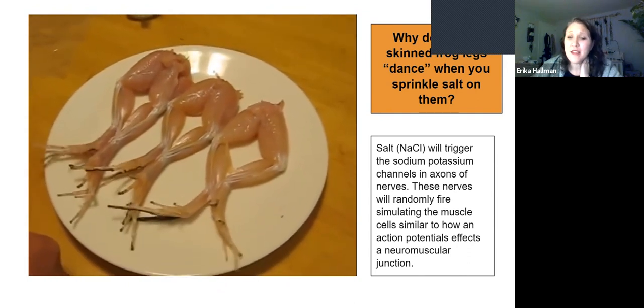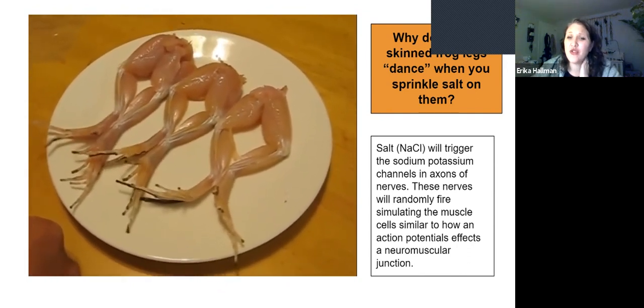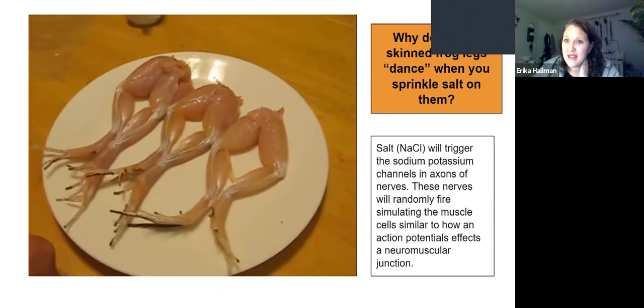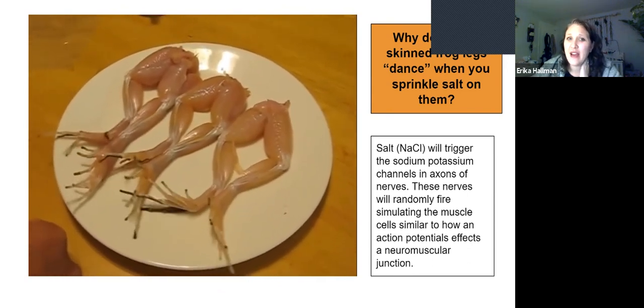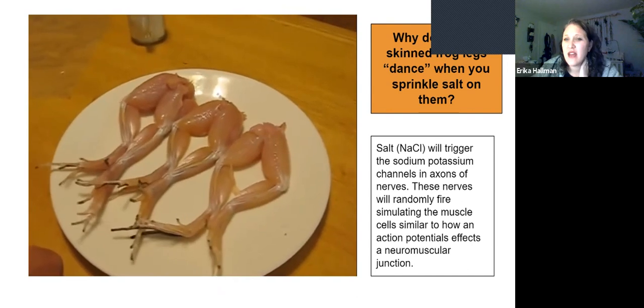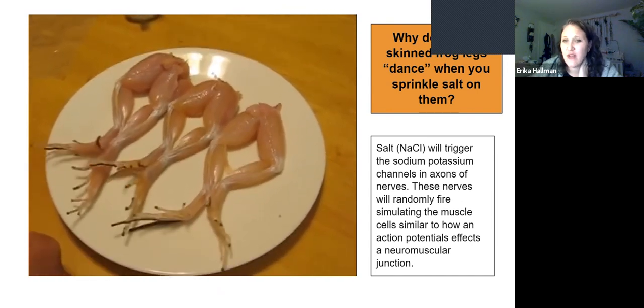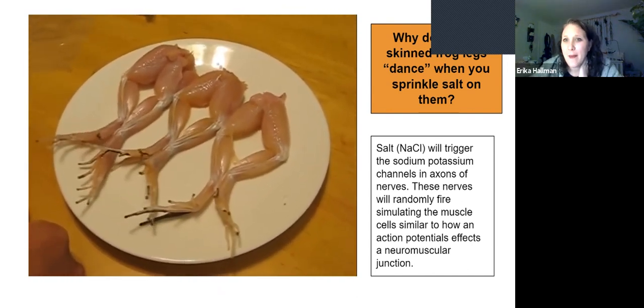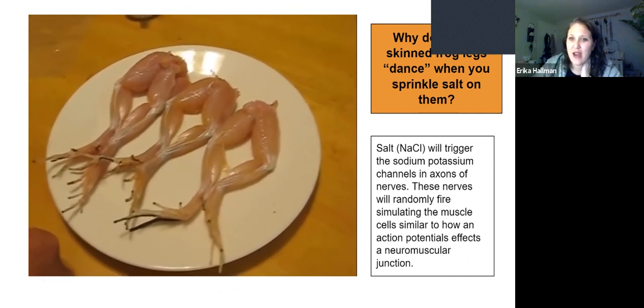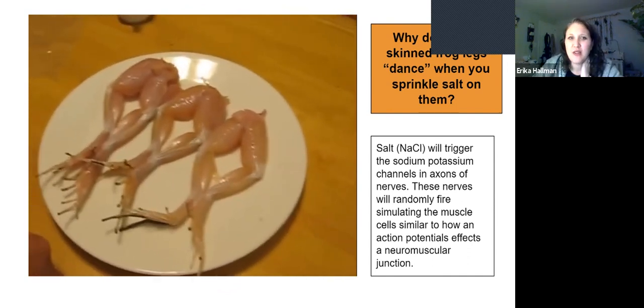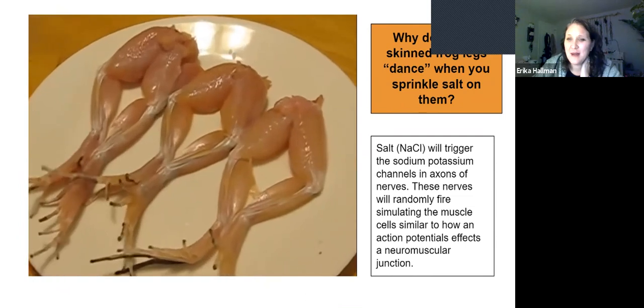And Ellen, check this out. By sprinkling salt on them, you're triggering the sodium potassium channels that would actually be the same channels that a nervous impulse would trigger. So it kind of mimics your brain telling them to contract. So it's kind of fun. You can like watch them dance even though they're not connected to anything.